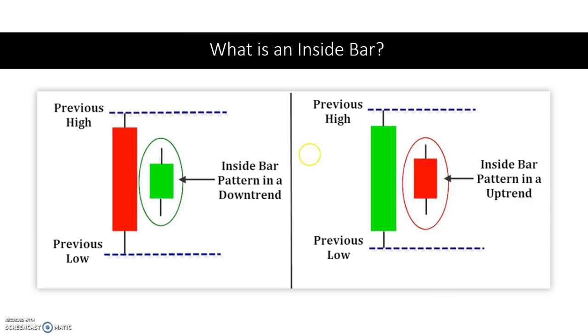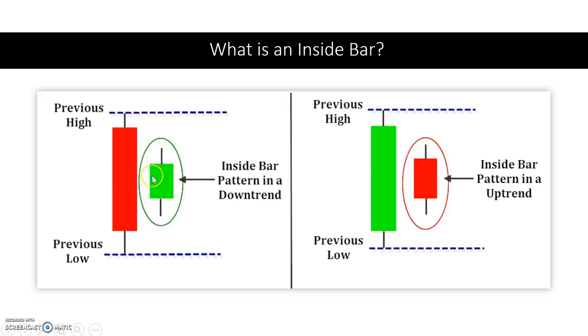As the name implies, an inside bar is basically a two candlestick formation in which a small candle is completely engulfed by a larger candle, also called the mother bar. So a child bar within a mother bar forms an inside bar. There are two types: one is a bullish inside bar, which is formed after a downtrend, and another is a bearish inside bar formed after an uptrend.